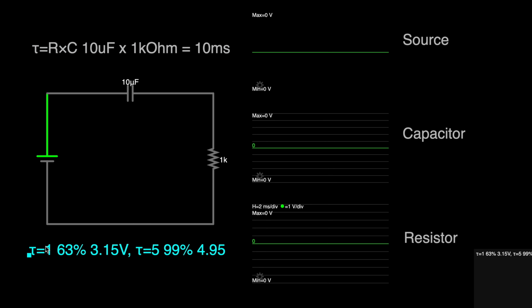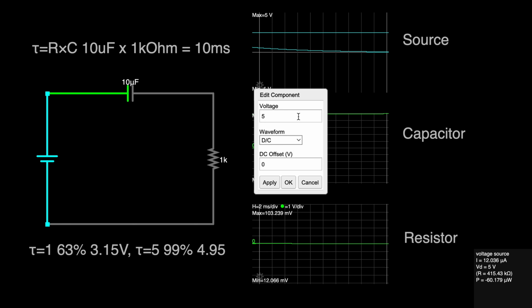Over time, if you apply a voltage, the capacitor charges up, and it takes some time to do that, and tau is basically a measure of how much time that will take. For tau equals 1, or 10 milliseconds, you reach about 63% of the max voltage. For tau equals 5, or about 50 milliseconds, you reach 99% of the maximum voltage. So we have a voltage source of 5 volts DC with 0 offset.